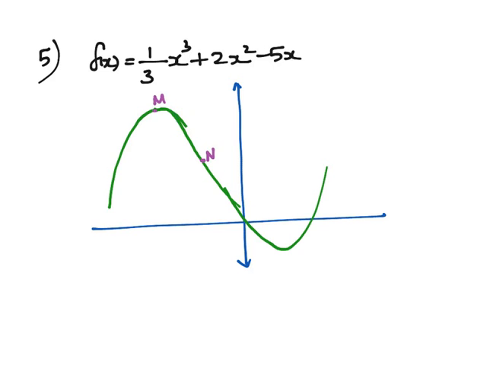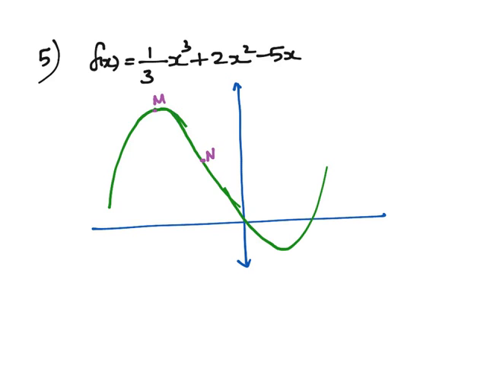Okay, so this is the fifth problem, students. f of x equal to 1 by 3 x cubed plus 2x squared minus 5x. They are given the part of the graph here. Now they have mentioned that m is a maximum point and n is a point of inflection. So obviously it is a non-stationary point of inflection.